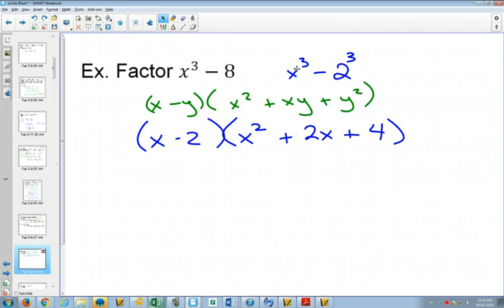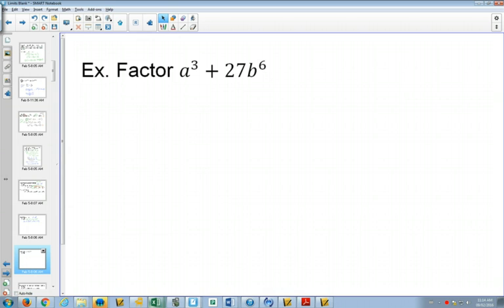The next example, if we look at the sum of cubes here, we have to recognize the first one's easy to see that it's a perfect cube. Can we see that the second one is a perfect cube? What would it be in there to make a perfect cube? I need a 3 to get the 27, and I need a b squared to get the b to the 6.